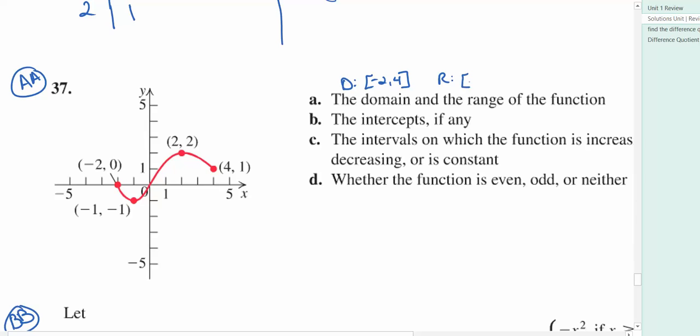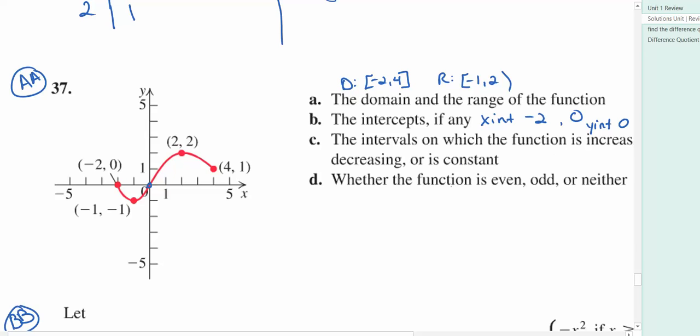The x-intercept would be where it crosses the x-axis. The y-intercept is where it crosses the y-axis. Notice that this origin is both an x and a y-intercept. So we have an x-intercept at negative 2, and then also at 0. And then you have a y-intercept at 0 as well.